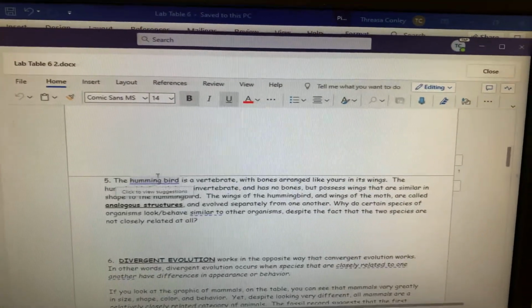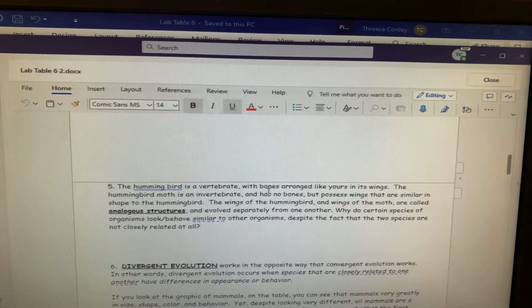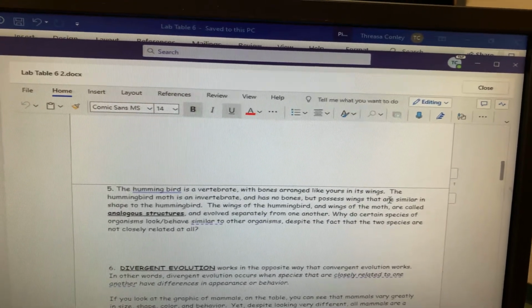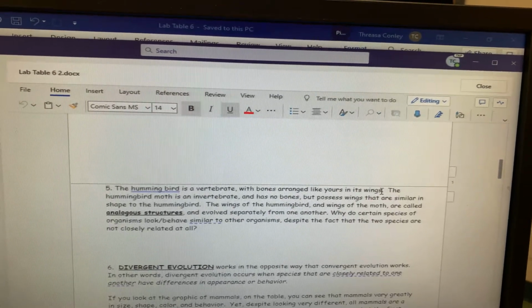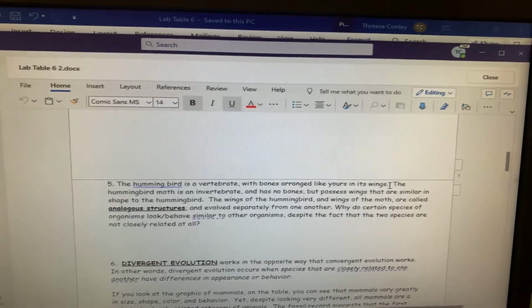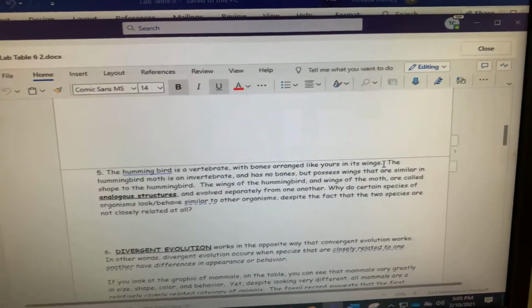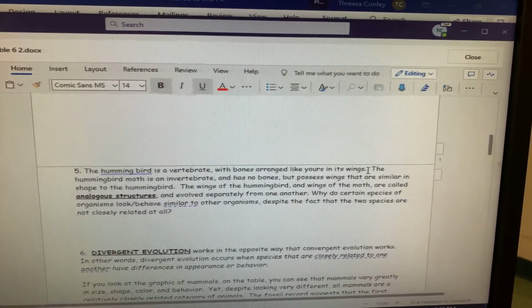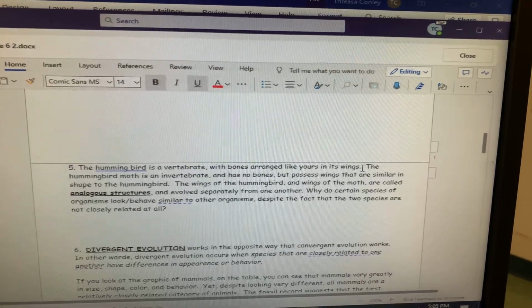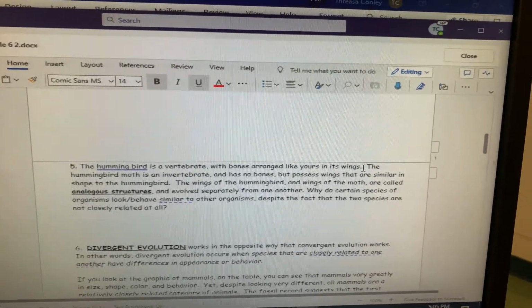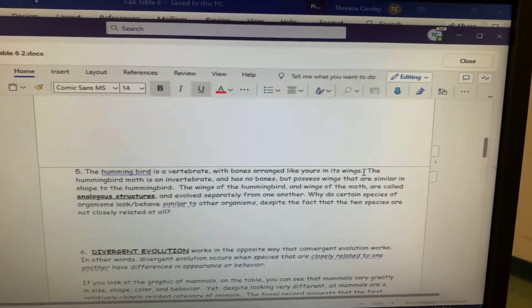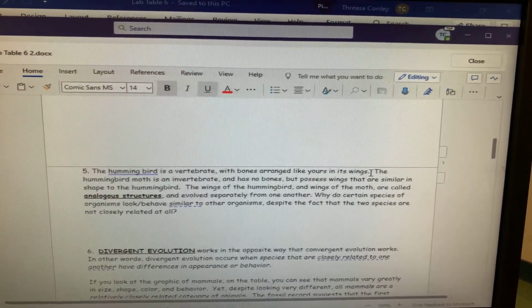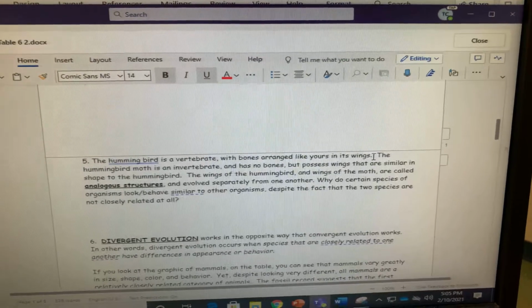The hummingbird is a vertebrate with bones arranged like it is in your wings. They have bones in their wings. The hummingbird moth is an invertebrate, no bones, but possesses wings that are similar to the shape of a hummingbird. The wings of a hummingbird and the wings of the moth are called, I can't say that word, structures. They evolve separately from one another.